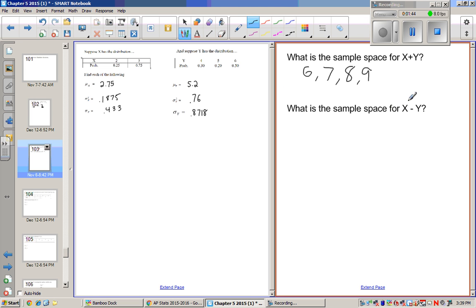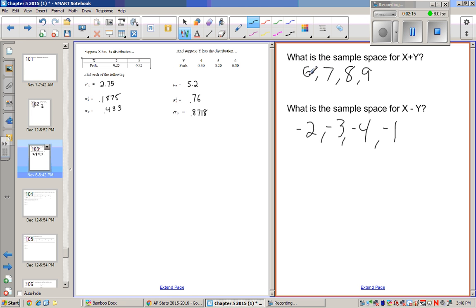Now my sample space for x minus y is 2 minus 4, negative 2, 2 minus 5, negative 3, 2 minus 6, negative 4, 3 minus 4, negative 1, 3 minus 5, negative 2, and 3 minus 6, negative 3. So this is my sample space for x minus y. Now we have to think about the probabilities of each of these occurring.